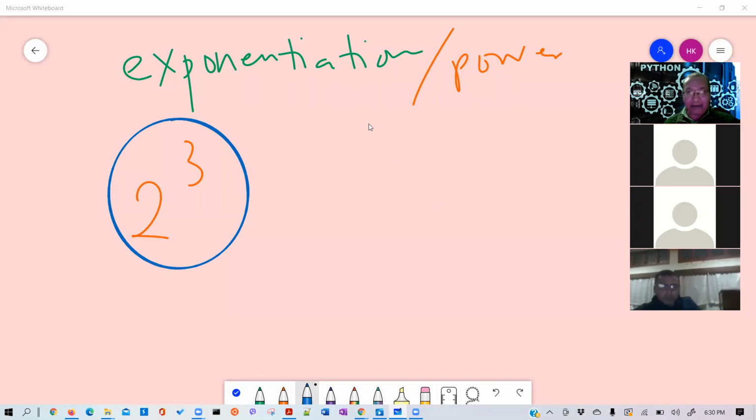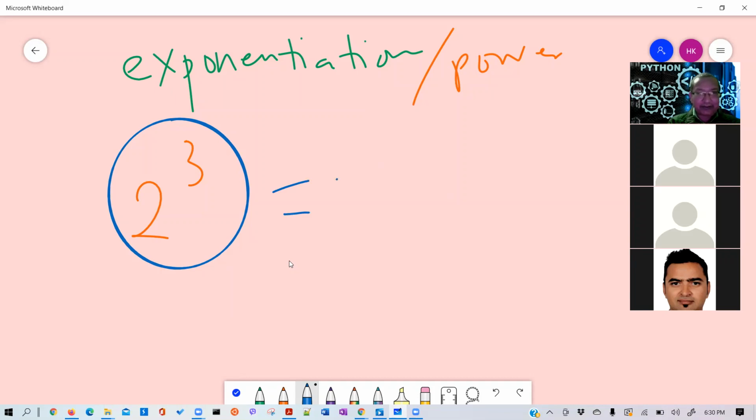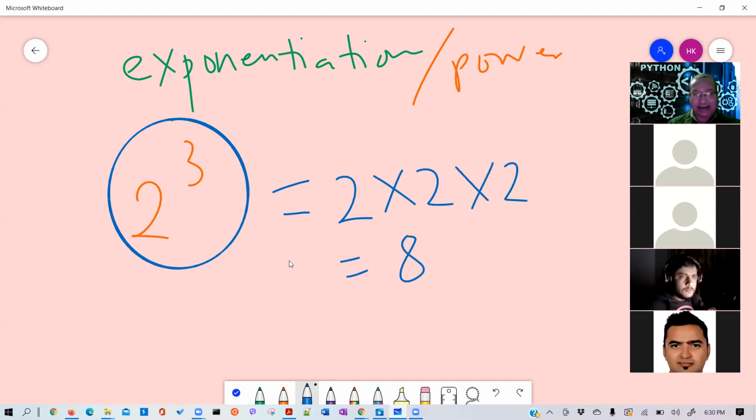Exponentiation is power, right? For example, you have 2 to the power 3, which is equal to 2 times 2 times 2, which is equal to 8. Almost everybody knows this. Exponentiation means the power, and this is called the exponent.